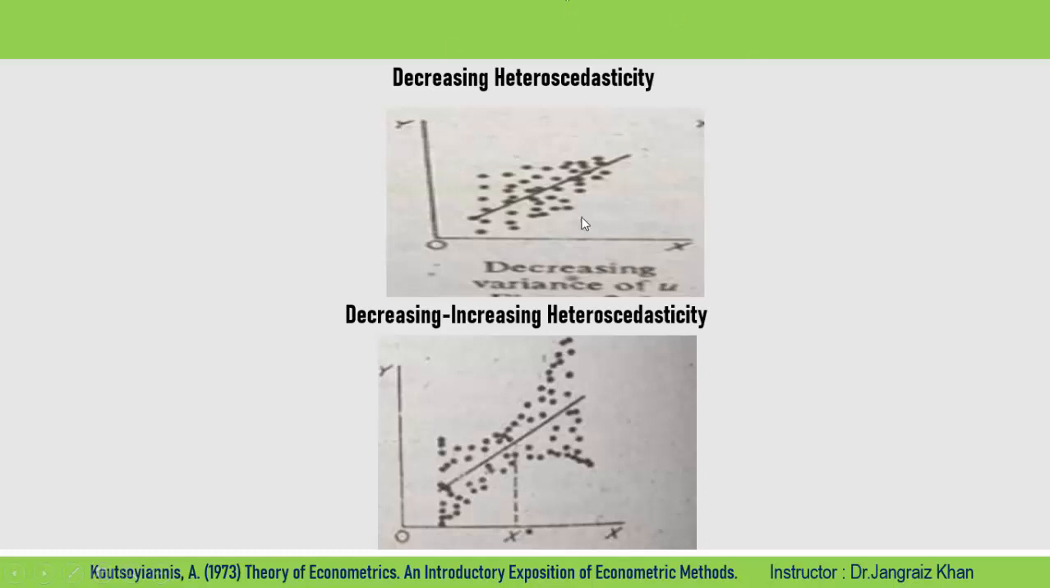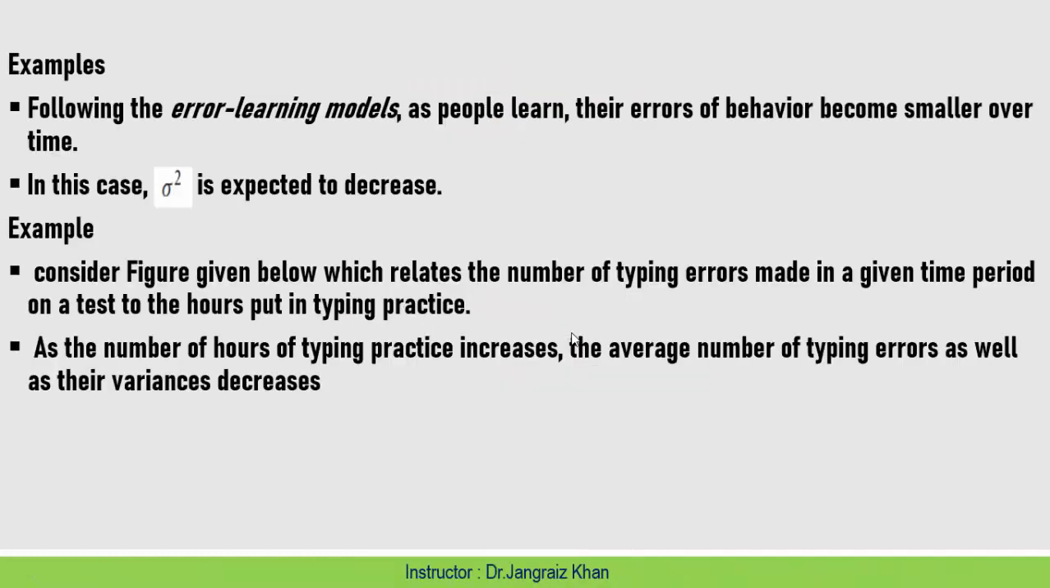In this part of the diagram on the graph, you see that with the increase in the values of x and y, the spread is decreasing, and we are moving toward the regression line. This is the case of decreasing heteroskedasticity, while in diagram number 4, we see that initially the heteroskedasticity decreases, but then we see an increase in the spread, so it is decreasing and increasing heteroskedasticity.